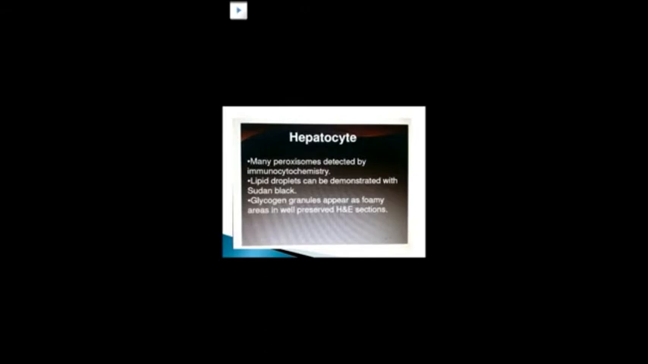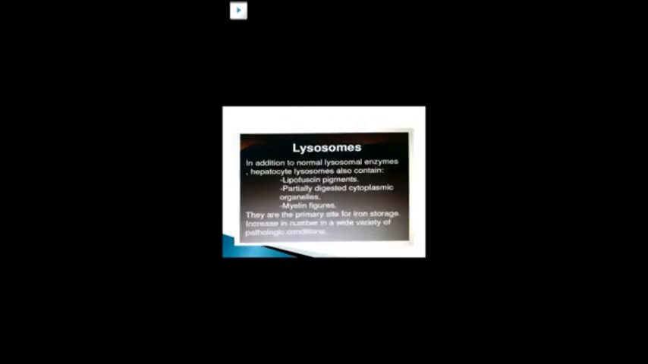Cytoplasm, generally acidophilic. So numerous mitochondria, numerous Golgi complexes. Lysosomes, important one here. Why? Because of the storage that it can exhibit in different ailments, different diseases of the liver. So this can contain lipofuscin pigments, that is the wear and tear pigment or the aging pigment, partially digested cytoplasmic organelles, the myelin figures. They are the primary site for iron storage. Increase in number in a wide variety of pathologic conditions.